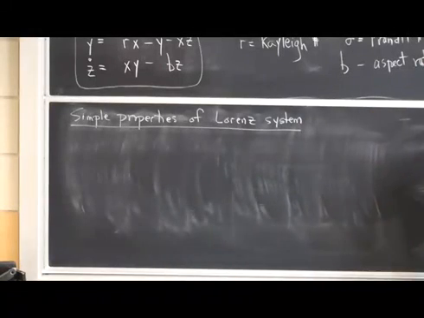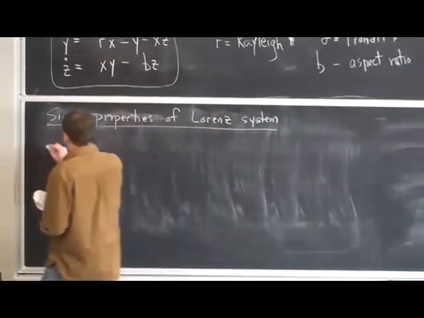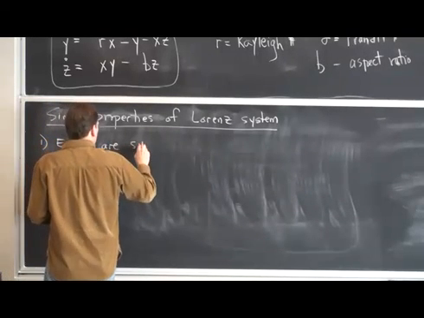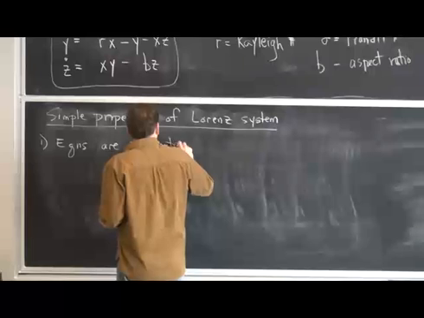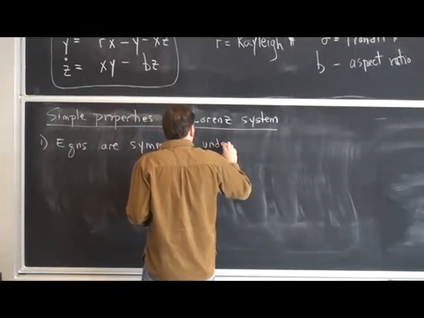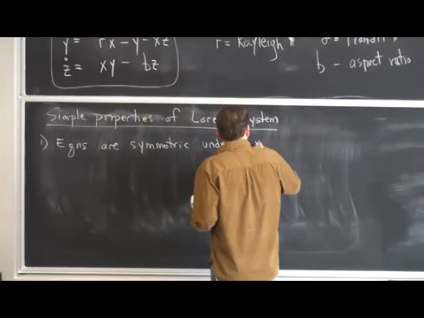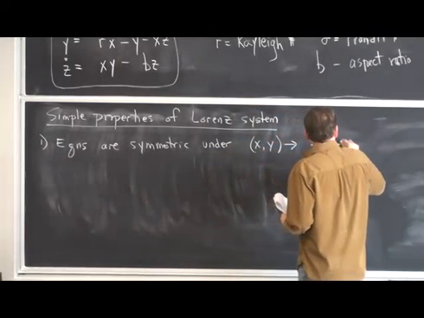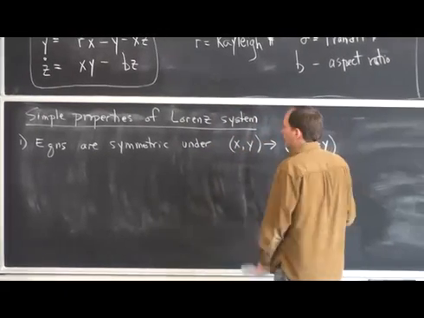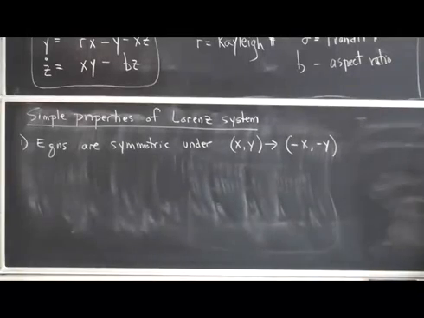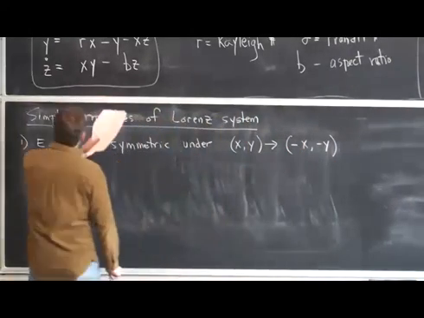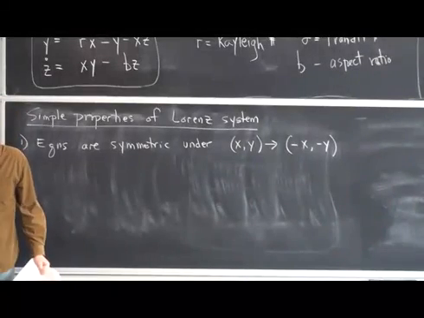Okay, one thing you might notice is that they have a symmetry in them. That is, they are symmetric under the change of variables where we take x, y to minus x, minus y, keeping z the same. What I'm saying there is if you look at the equations and replace x by minus x and y by minus y, the equations don't change.